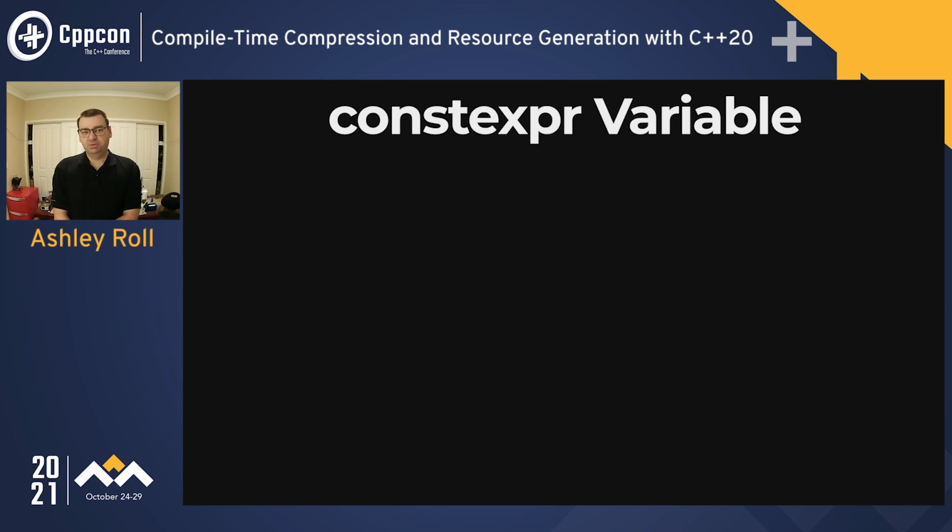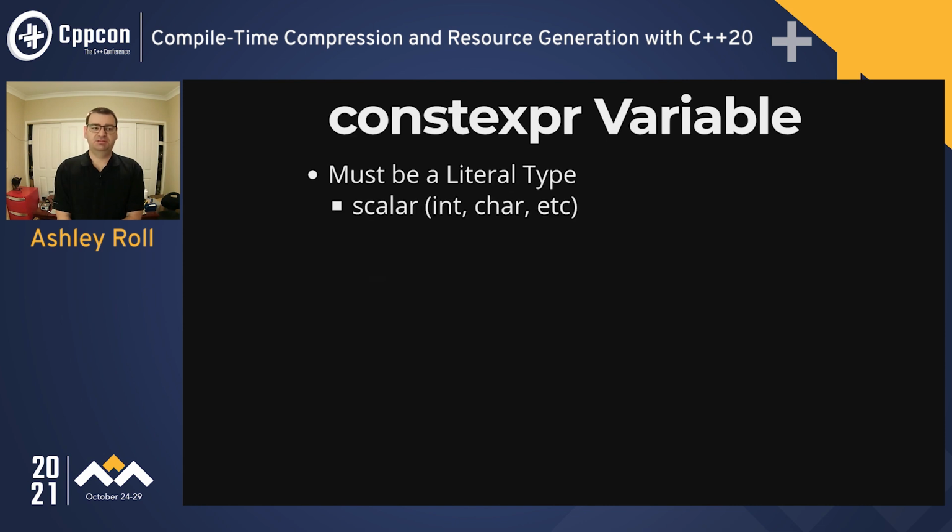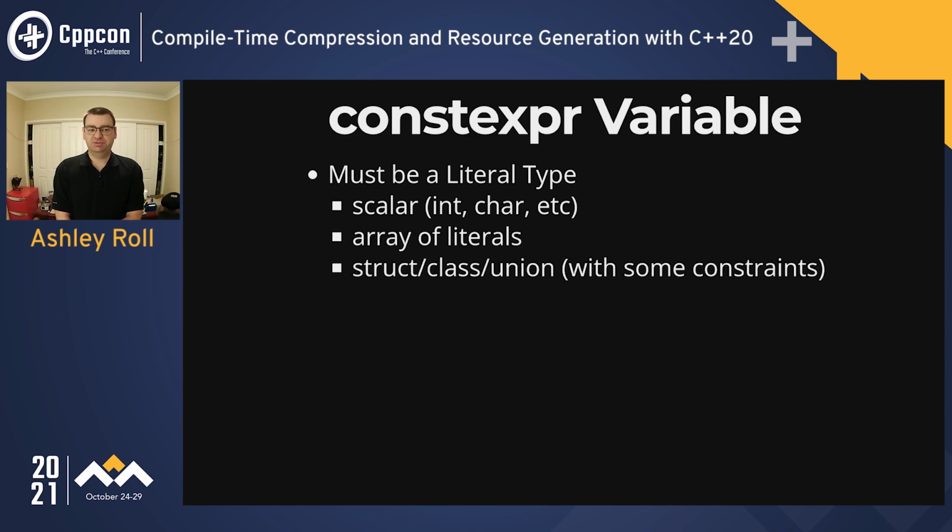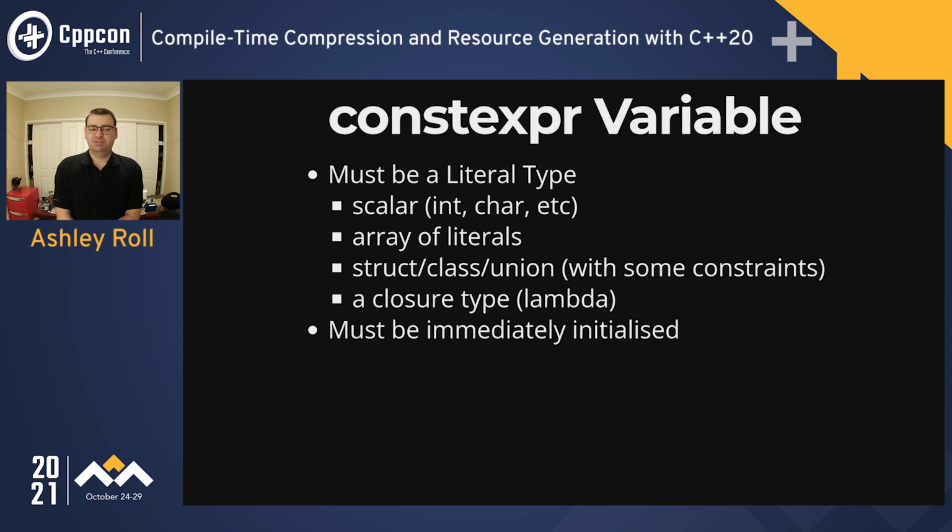So constexpr variables have to be a literal type. That basically means a scalar, like an int or a character or something like that. They have to be an array of literals, or a structure or a union or a class or something like that. There's a few constraints there, but I don't really want to go in depth with that. A constexpr variable can contain a closure type, i.e. a lambda. The variable must be immediately initialized, which means that when you declare it, you must give it a value so that the compiler knows what to store there.